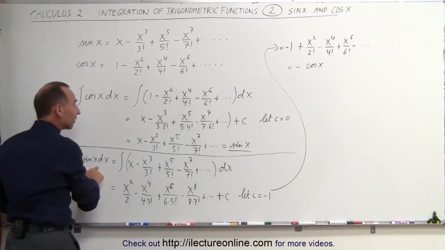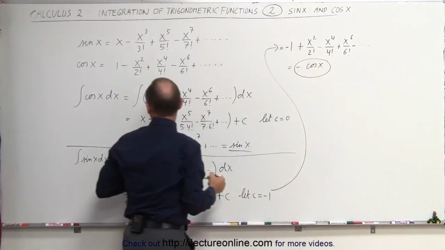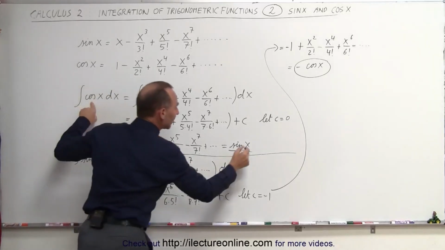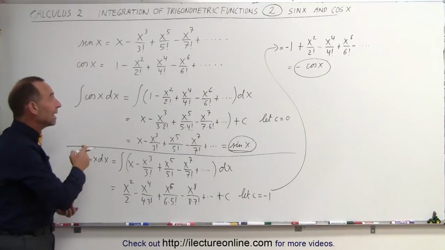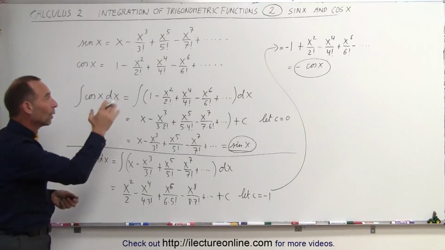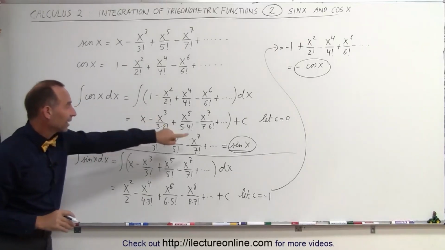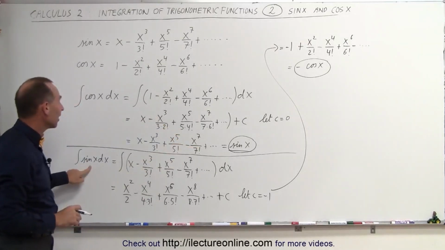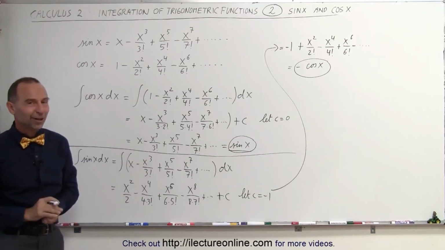Which means if I integrate the sine of x, I get back the negative cosine of x. And if I integrate the cosine of x, I get back the sine of x. And so we've shown through integrating the infinite expansions of the sine and the cosine, I get back what I expected, just like on the first video. When I integrate the cosine of x, I get the sine of x. When I integrate the sine of x, I get the negative cosine of x. And that's how it's done.